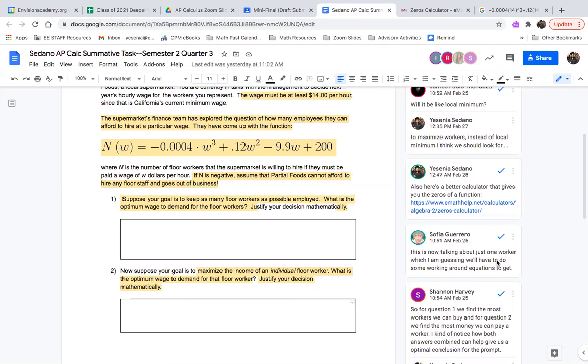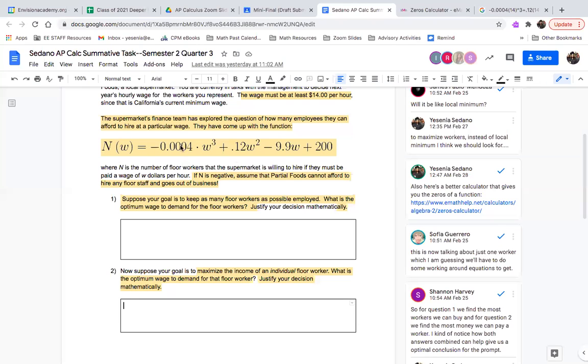So yeah, imagine you just have one worker. How much can that one worker get in this company? That's what we're imagining. So imagine one worker can be paid a certain amount of money. What's the highest money that this one worker can get? That's what we're trying to do here. And again, there are different ways. So just one person, the amount that one individual floor worker, the highest amount they can make. But yeah, just one person.